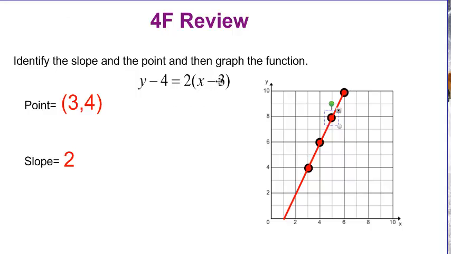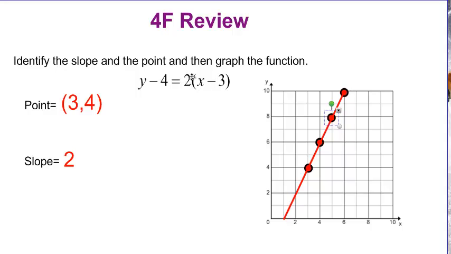Our point in this case is 3, 4. 3 is our x-coordinate, 4 is our y-coordinate. Now remember that our x and y have to switch signs to move from the equation to the point. If they're positive in the equation, they're negative in the point. If they're negative in the equation, they're positive in the point.